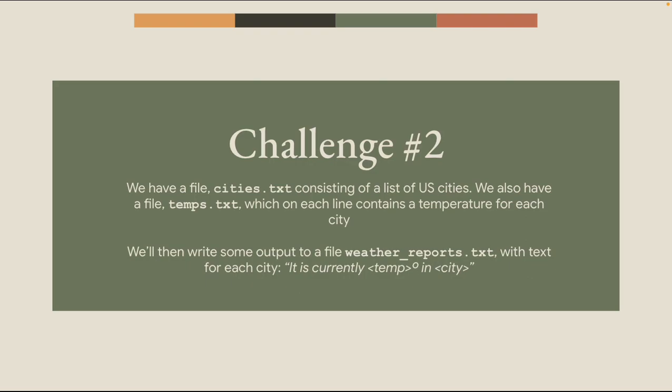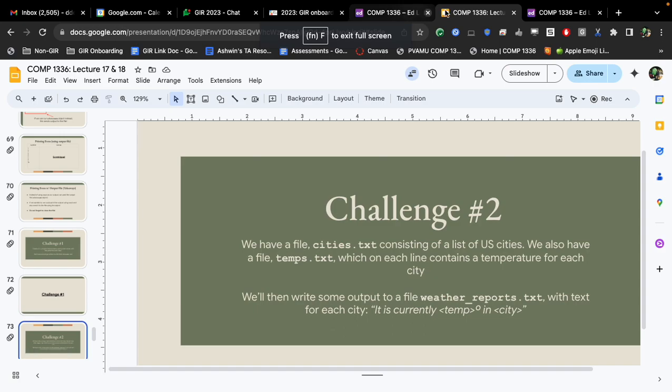We want to write output to another file called weather_reports.txt. Each line is going to say it is currently blank temperature in blank city. So we've got to read from both files and send some new message to an output file. So the two at the top are input files? Yep, the two at the top are input files, the one at the bottom is what our output file should look like. Okay. Sound easy?